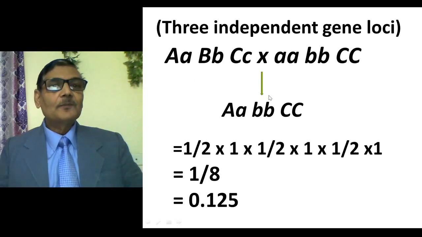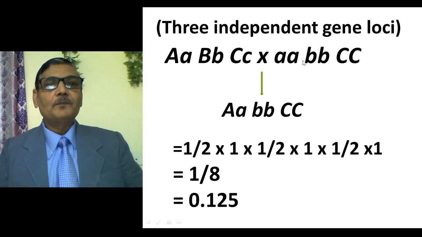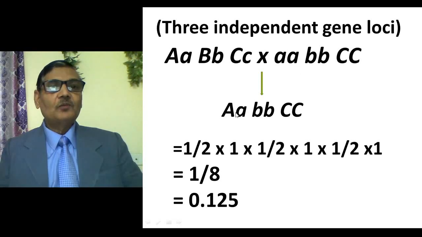Then see, in this case, what is the probability of getting an individual with genotype capital A, small b, and capital C, if you have the parental genotype given here. When you solve this, you will see that getting capital A from this side, its chance will be 1 by 2. Then small a from the other side, its chance will be 1. Then getting small b from this left side, its chance will be 1 by 2. And getting small b from the other side, its chance will be 100%, that is 1.